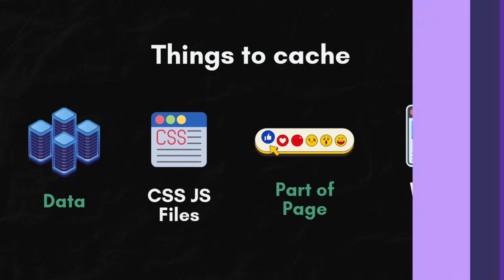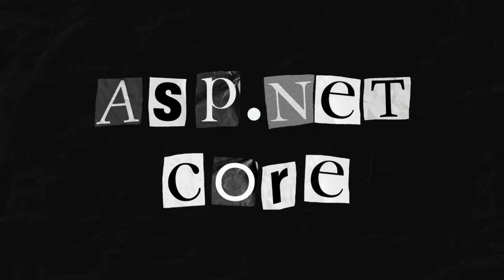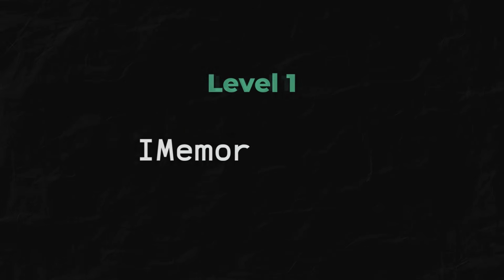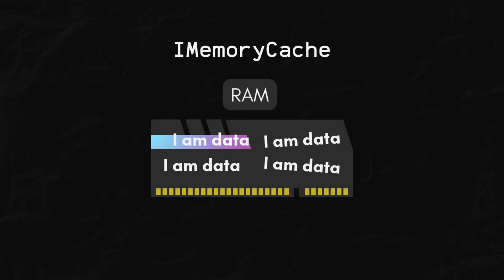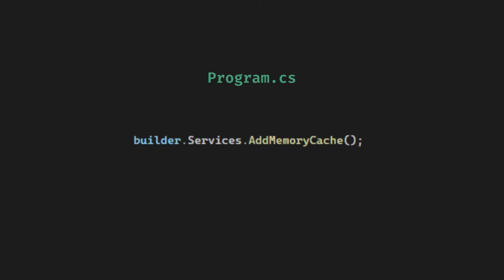And the best part? You can cache almost anything. Welcome to Caching 101 in ASP.NET Core. Our first weapon is IMemoryCache. It's in server RAM, blazing fast. Add this weapon in program.cs.